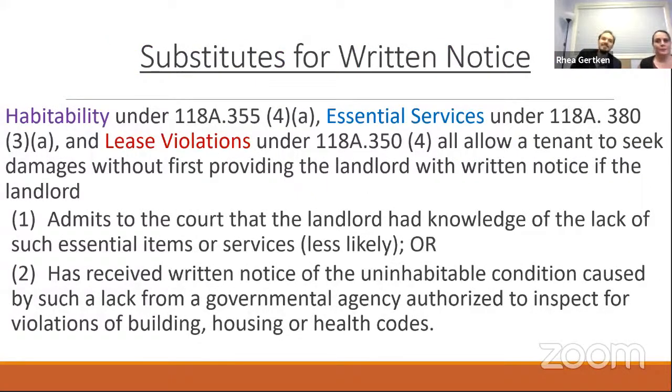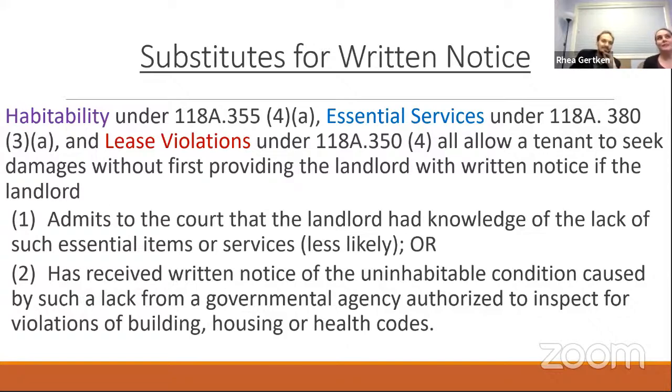Substitutes for written notice. See, sometimes you don't have to give written notice. You can get your landlord to admit in court that they had knowledge of the lack of essential items or services, or that they received written notice from somebody else. So Daniel, how often does it happen that a landlord admits in court that they have knowledge of the violation? I would say not quite never, but it is very unlikely that the landlord will admit in court that they had knowledge of the lack of essential items or services.